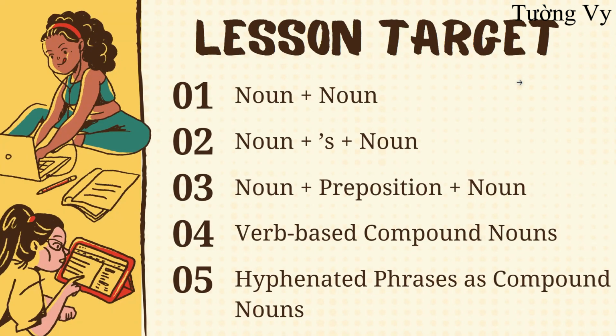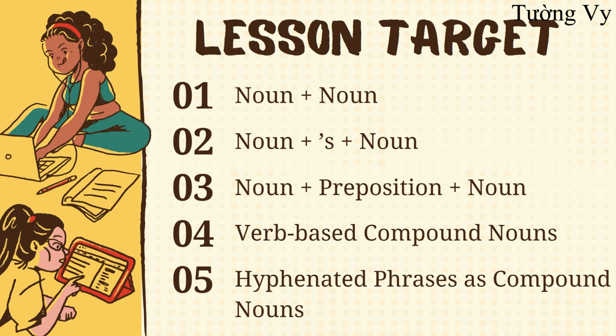Before we start, let's take a look at our lesson targets. Today, we will cover 5 key structures of compound nouns. The first is noun plus noun, which is the most common form. The second is noun plus 's plus noun, where possession is involved. And the third is noun plus preposition plus noun, a more complex structure.